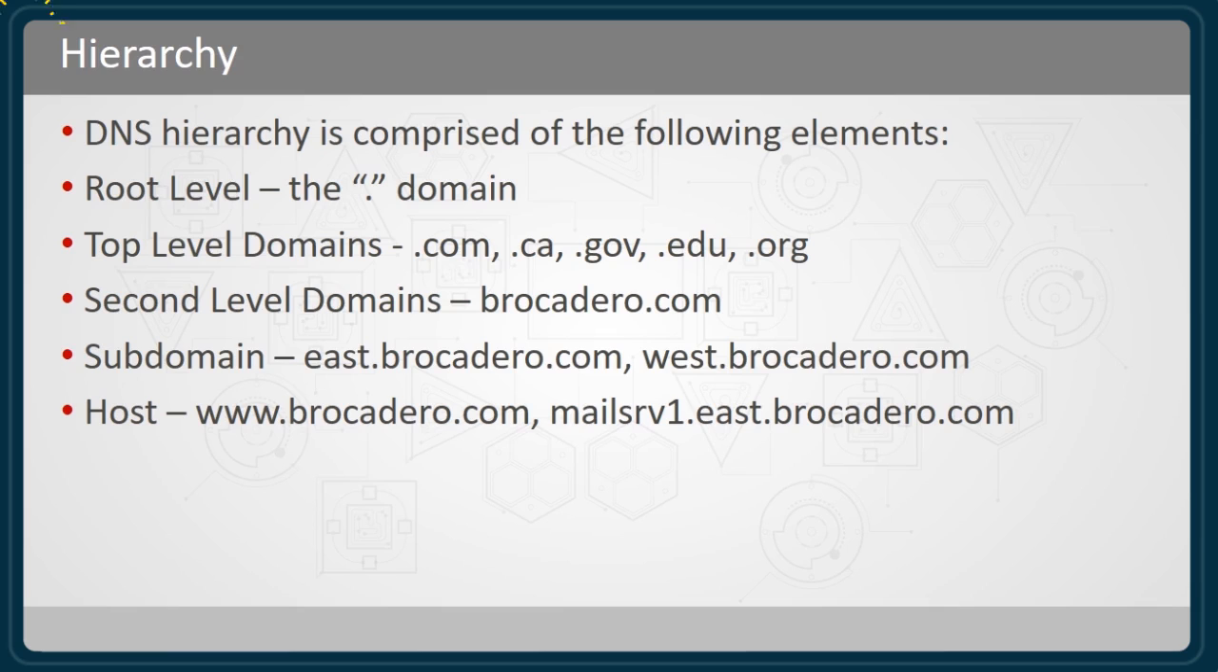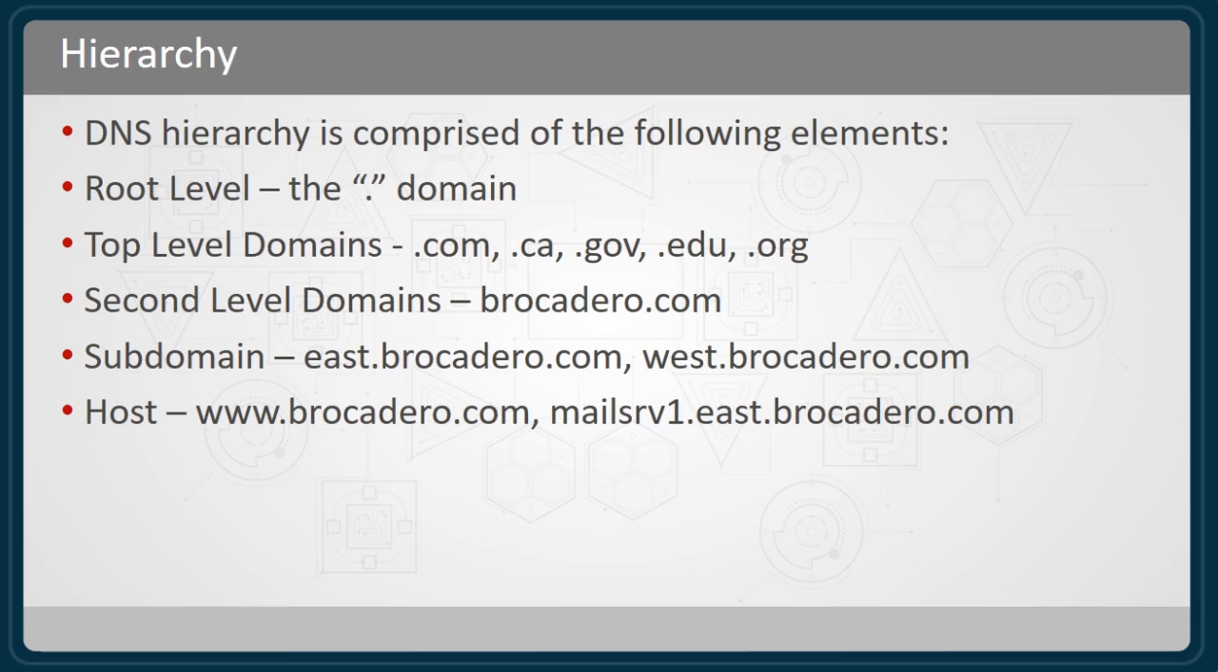So then looking at the hierarchy, it's comprised of the following elements: the root level, often known as the dot portion of the domain. And in fact, when you enter a domain name into a browser, such as www.brocadero.com, it's actually www.brocadero.com. It ends with the dot. It's just not displayed. But this represents where you start looking. You have to start somewhere. So DNS servers are programmed with addresses for root servers so that your DNS server in your environment, if it's looking for a web-based name and it doesn't know where to start looking, it starts at the root domain.